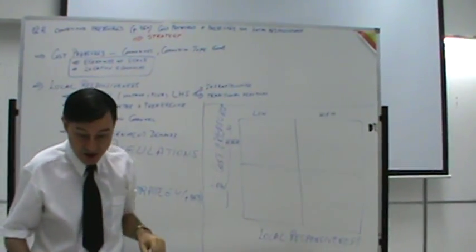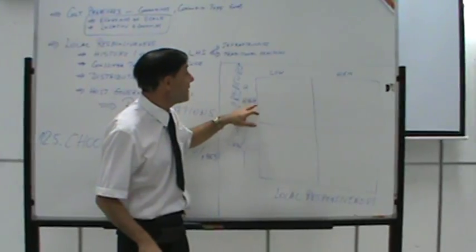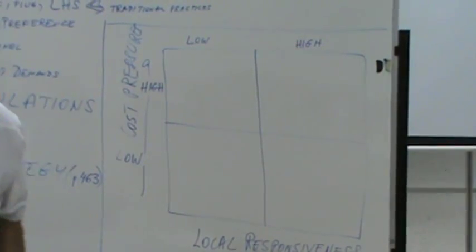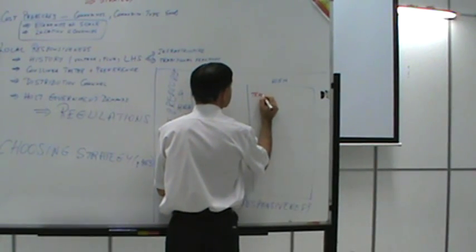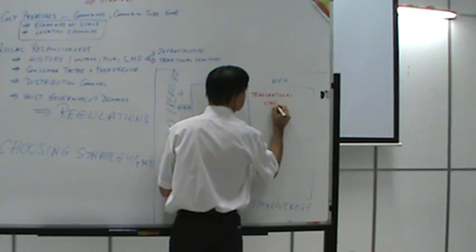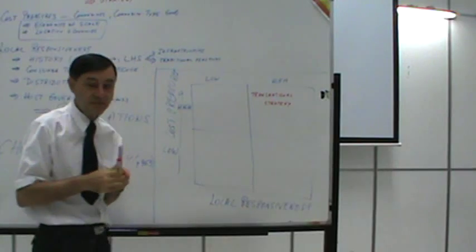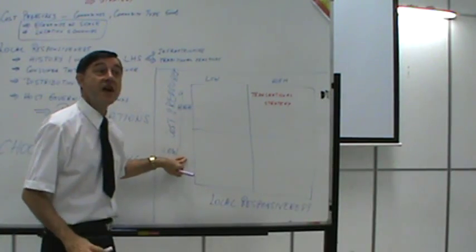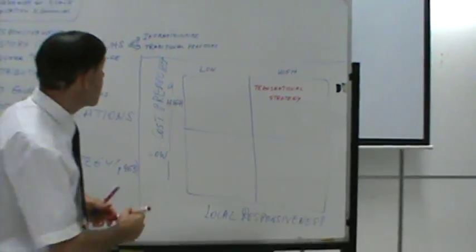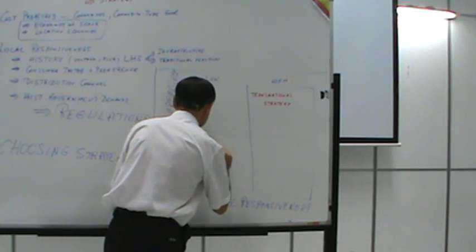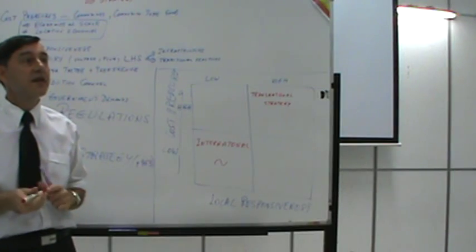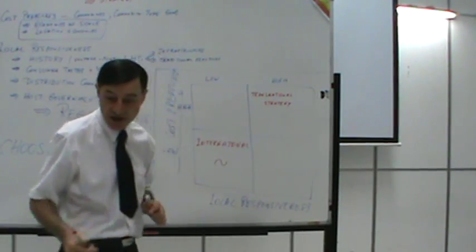So, what is the strategy? If you have, let's say, high cost pressures and high responsiveness, you gotta use, I'll use red here, transnational strategy. Now, when the pressure is low for both, you use international strategy. So here it's transnational strategy, here it's international strategy.